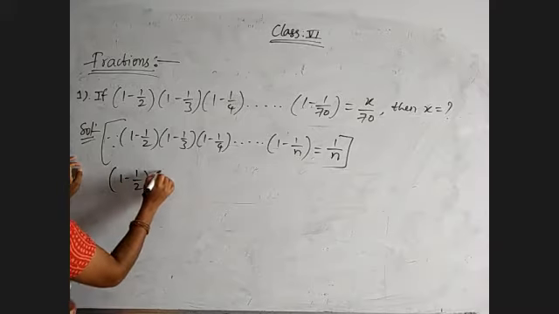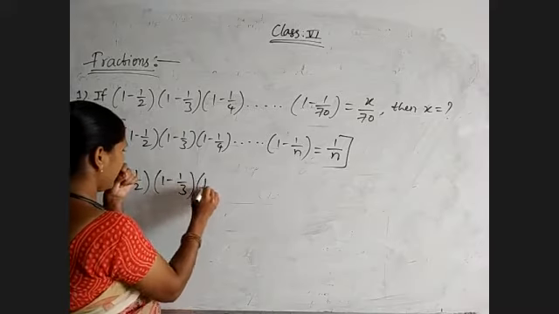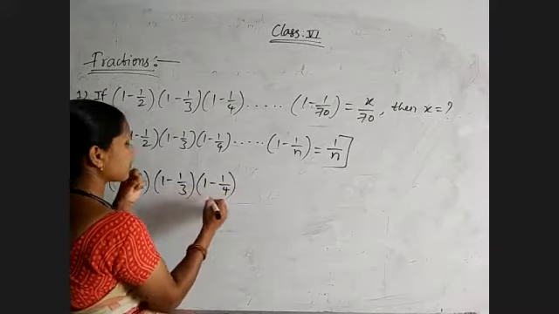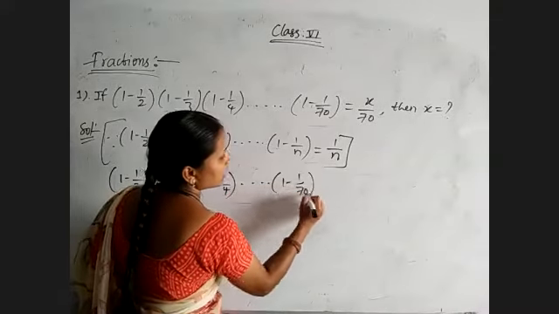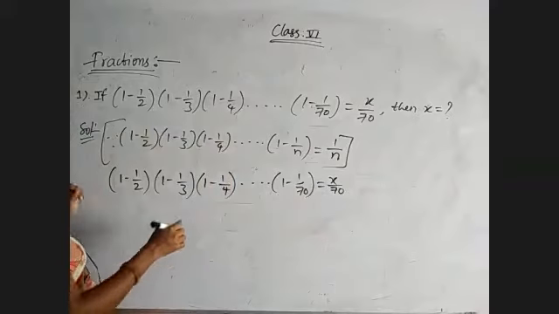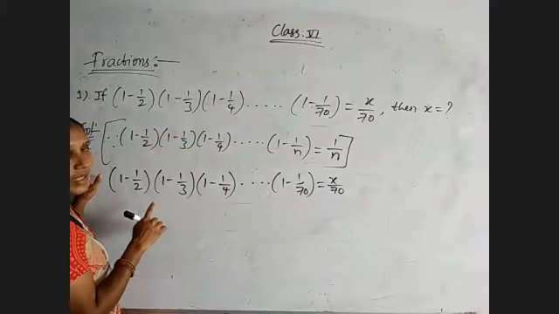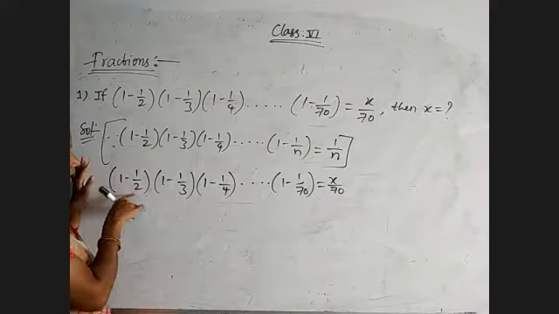1 minus 1 by 2, 1 minus 1 by 3 into dash, 1 minus 1 by 70 is equal to x by 70. They are given in the question. Okay, so just observe this. Now I am going through the simplification. So go through with the cross multiplication.